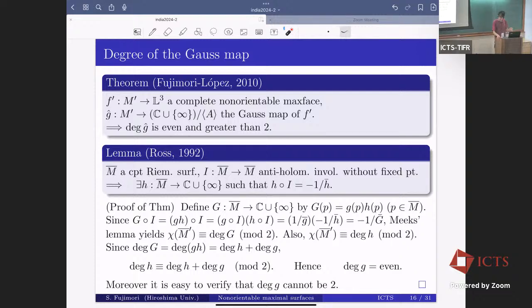And so we have now proven that the degree of G is even. And it is easy to show that there does not exist a degree 2 example. This is not difficult. So we say that the degree of G hat is even and greater than 2.